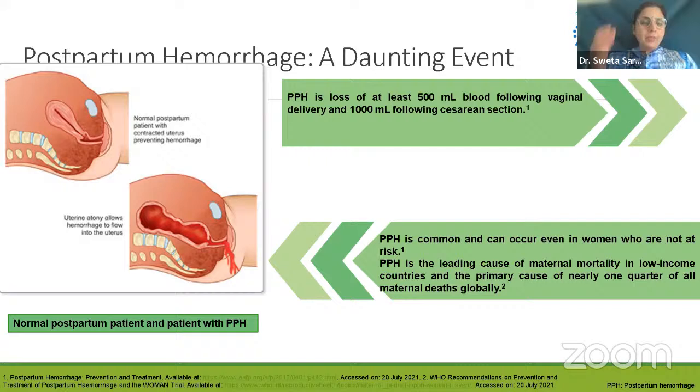What is postpartum hemorrhage? It is a loss of more than 500 ml of blood following a vaginal delivery or more than 1 liter blood loss after a cesarean section. It is very common and can occur in women who are not at risk. We do identify certain patients who are at risk, but it can happen with anybody at any time. And it is the leading cause of maternal mortality in low-income countries and the primary cause of nearly 1/4 of all maternal deaths globally. Next slide.